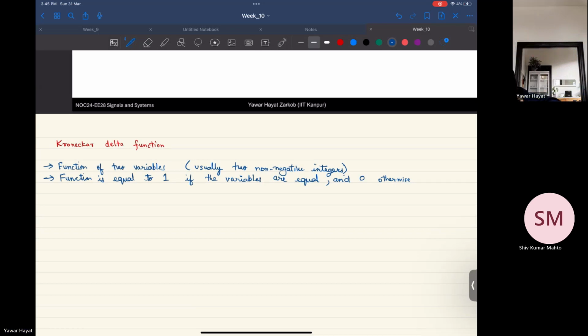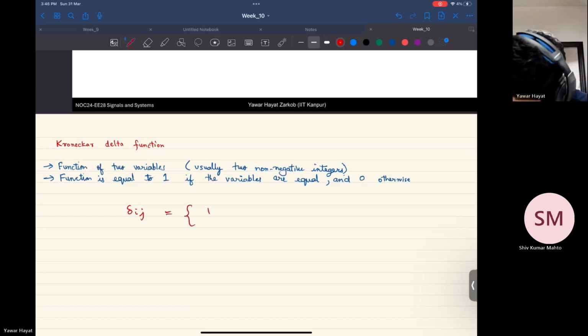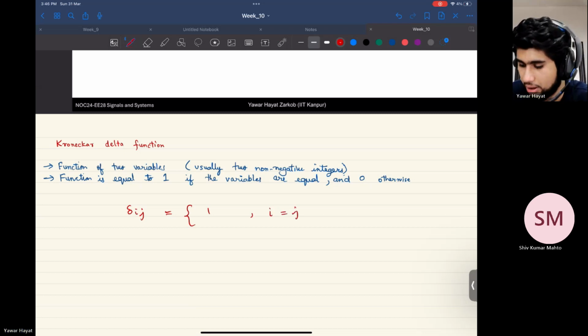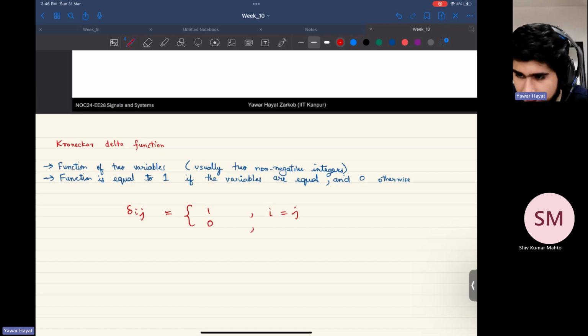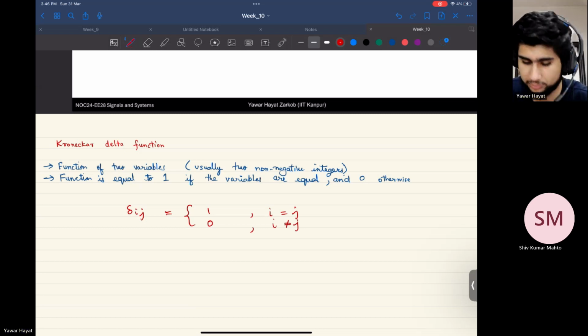So mathematically I can write del ij, if i and j are the two variables that I'm talking about. When is it equal to 1? When i is equal to j. And when is it equal to 0? When this i is not equal to j.